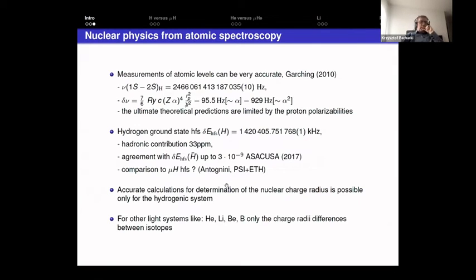So far, the calculations from the atomic structure perspective are accurate enough only for hydrogenic systems to obtain the charge radius. I had a project to calculate it for helium, and I will mention at which level we are for helium. But for all other atomic systems, we are not able to determine the absolute charge radius, but only the charge radius difference in the isotope shift. And this is still pretty interesting.